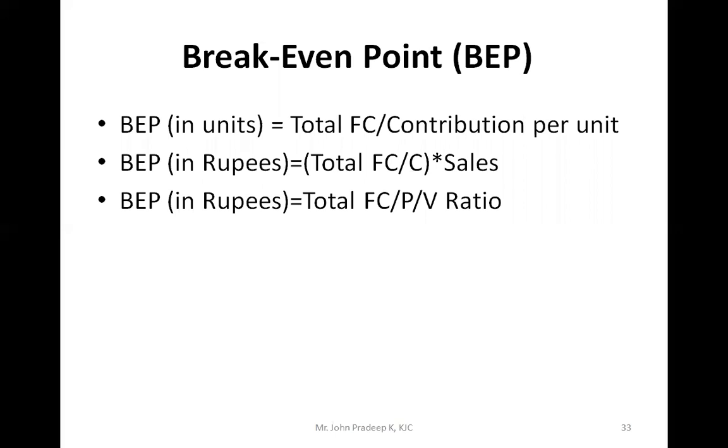You understand, students? The formula is very, very simple, but many times when you go for interviews, they will ask you, and many students make mistakes. They make mistakes in the PV ratio and break-even point. PV ratio is contribution divided by sales, and break-even point is total fixed cost divided by contribution per unit. Did you get it, students? Yes or no? Yeah.